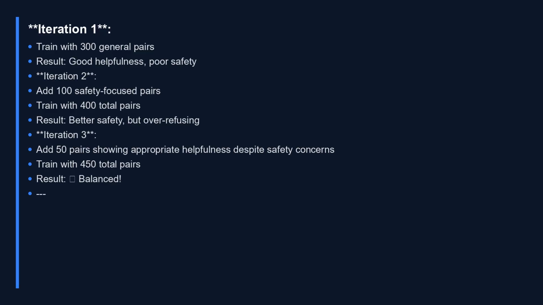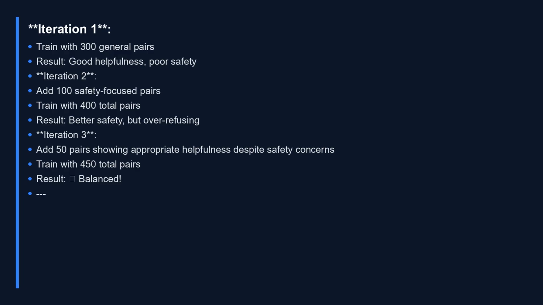Here's what our realistic 3-iteration run looks like. Iteration 1. Train on 300 general preference pairs. Evaluation shows good helpfulness scores but poor safety. The model is still complying with requests it should refuse. Iteration 2. Add 100 safety-focused pairs and retrain on all 400. Safety improves, but now the model is over-refusing, flagging benign requests as harmful.